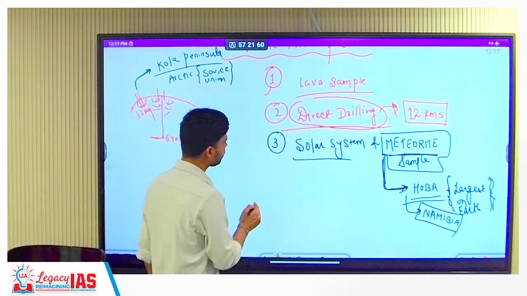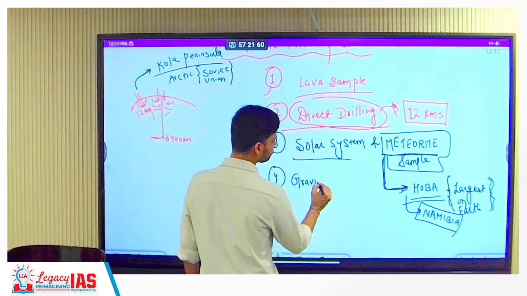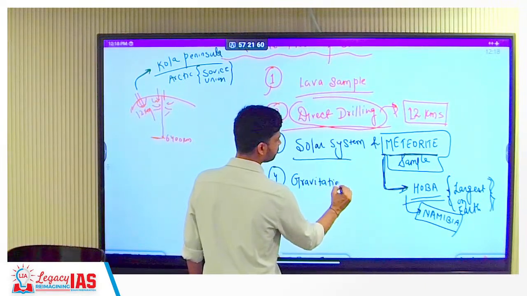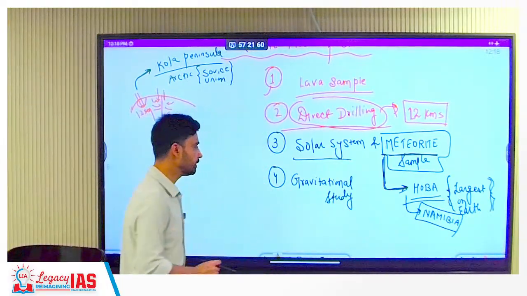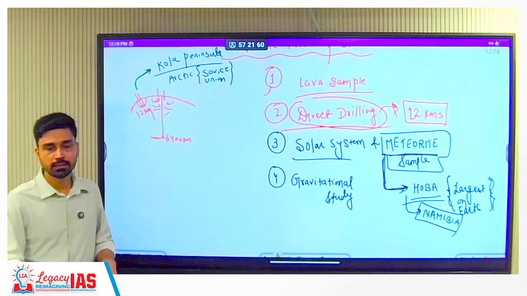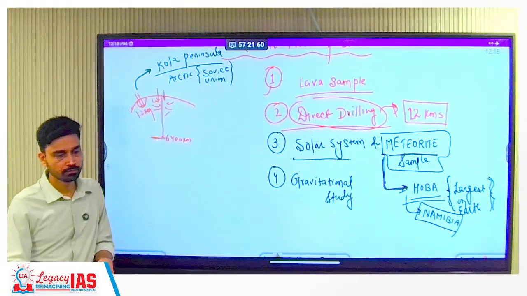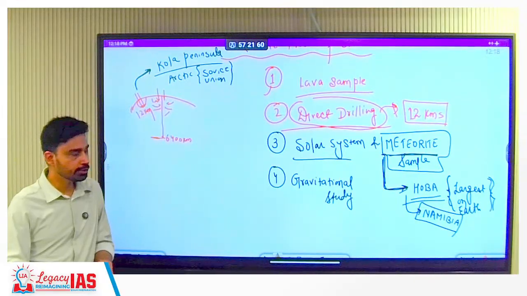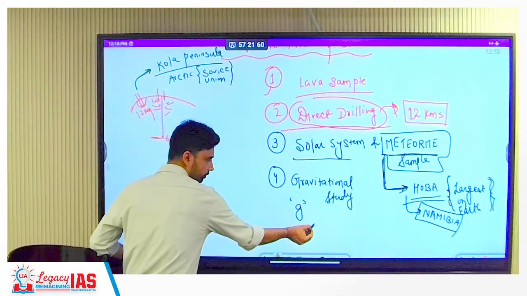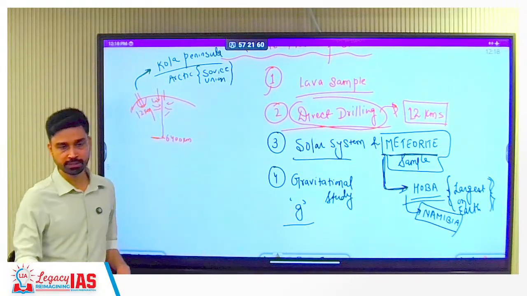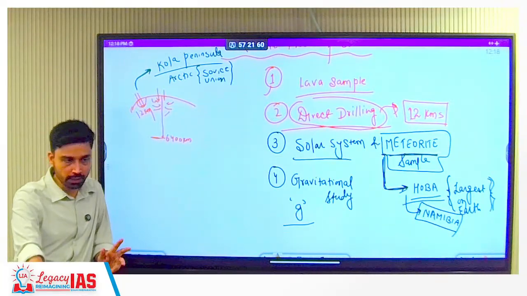So, solar system meteoritic sample. Fourth is gravitational study. And the other way to understand the interior of Earth is by gravitational study. Gravitational study means, for example, the measurement of the value of g. You would have used it in solving physics equations. What is the value of g that you consider? 9.8 meter per second square.